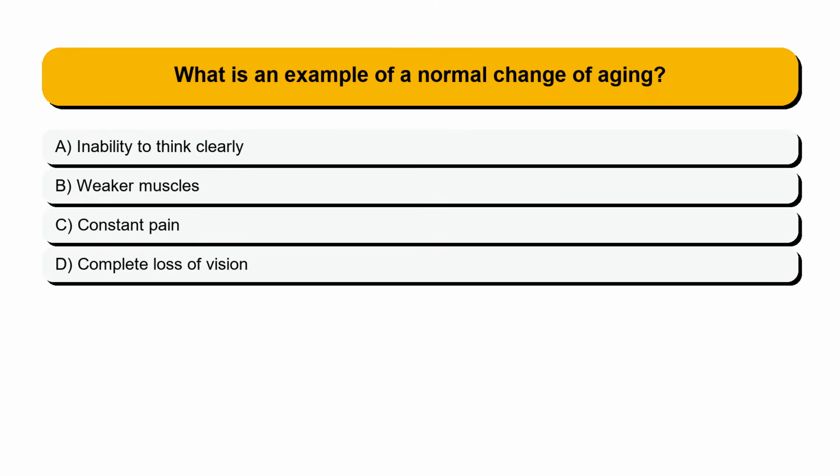Question 63. What is an example of a normal change of aging? Option A, inability to think clearly. Option B, weaker muscles. Option C, constant pain. Option D, a complete loss of vision.